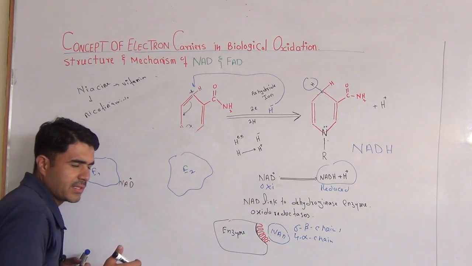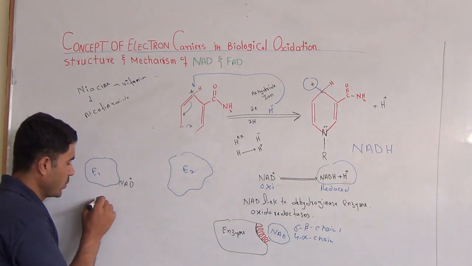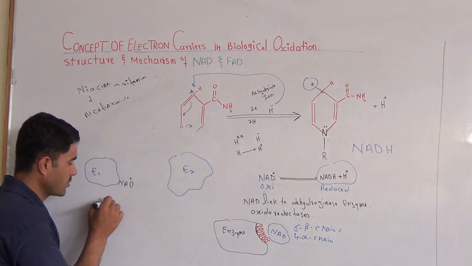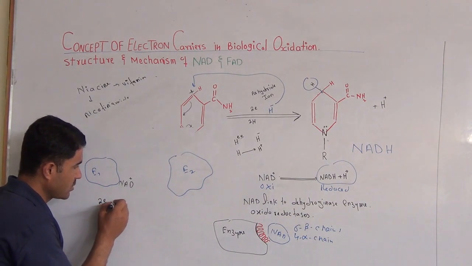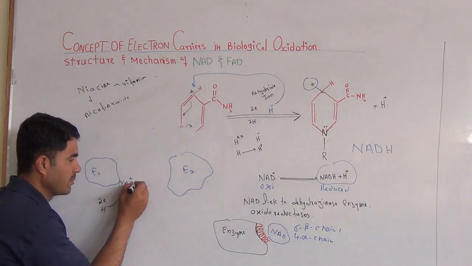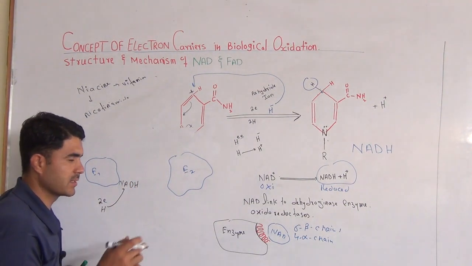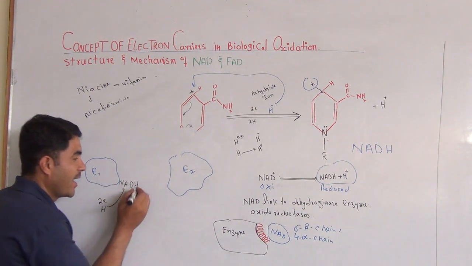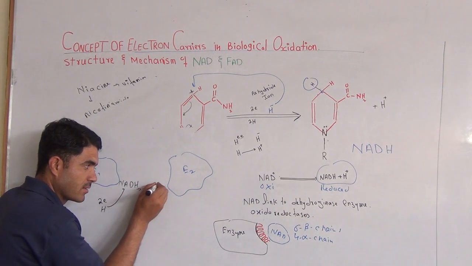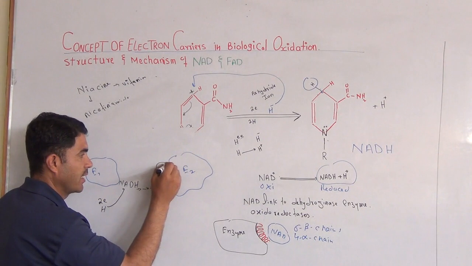Of course it is in oxidized form. So with the help of the first enzyme, it will get its 2 electrons and hydrogen, right? When it gets electrons and hydrogen, of course it will become NADH. Okay, what will happen? As we discussed, it is loosely attached. So it will leave the surface of this enzyme and move towards another enzyme E2, and it will come here as NADH.